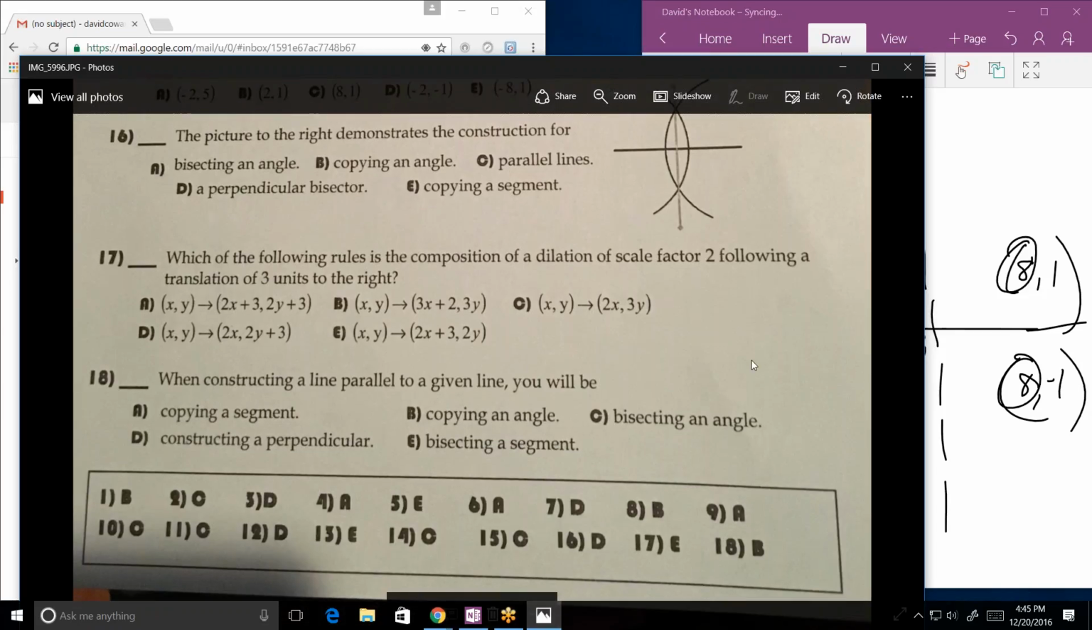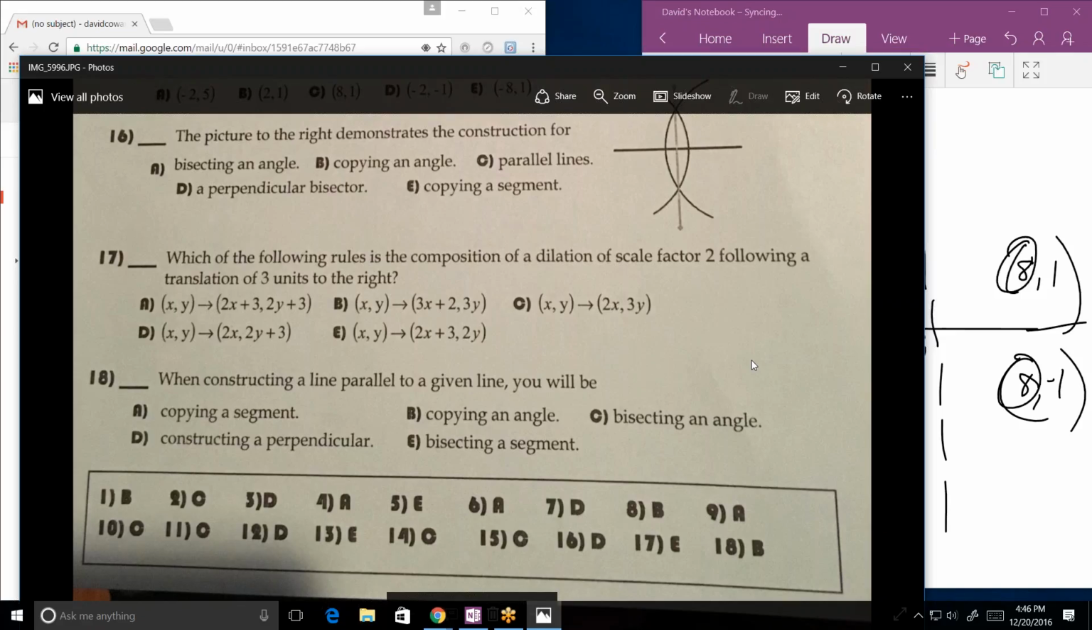It'd be 2x plus 3 and then 2y. Sure, that's E. 17 is E. Yeah, hold on. For some reason, I'm having a hard time figuring this out.